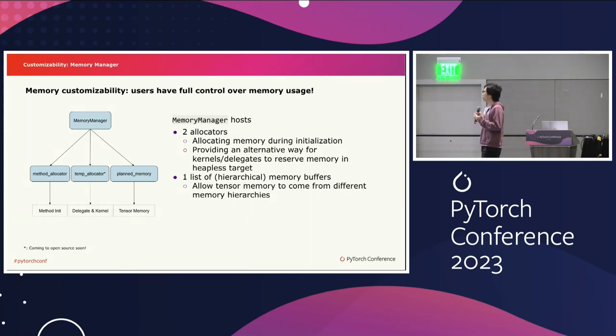A lot of the on-device environments have very special requirements on memory. So we provide this object called Memory Manager, which allows users to do a lot of customizations. The memory manager consists of two memory allocators. One of them is used during initialization, and the other one is used during kernel and delegate execution. In addition to that, we also provide a list of memory buffers for tensor memory allocation.